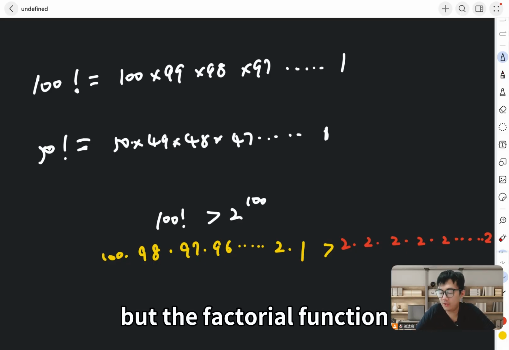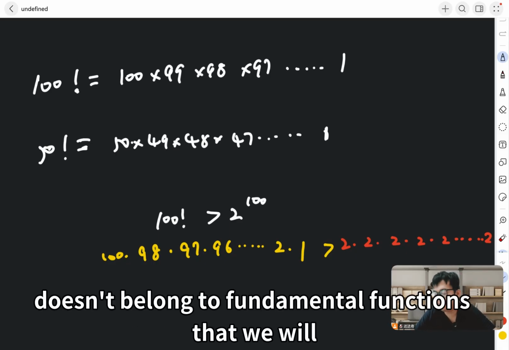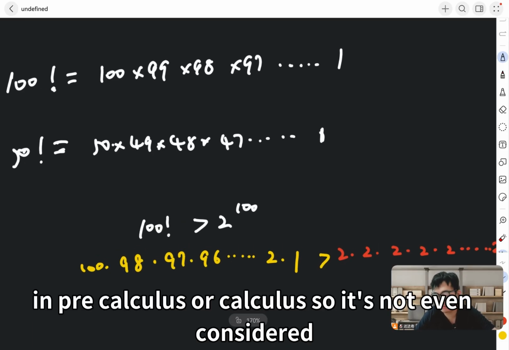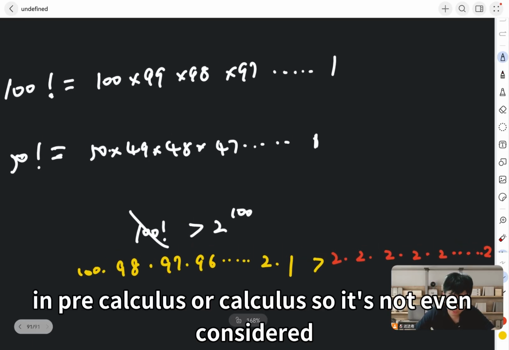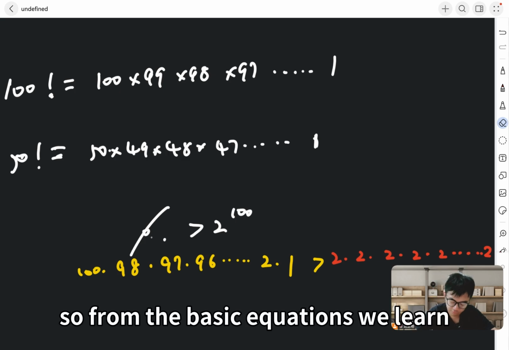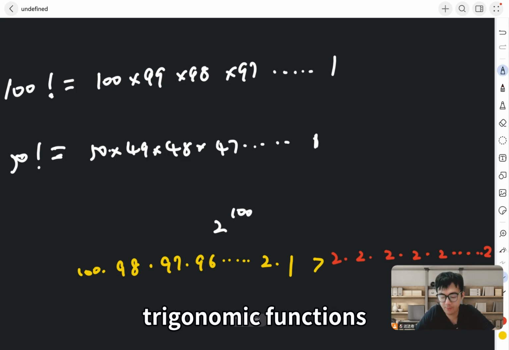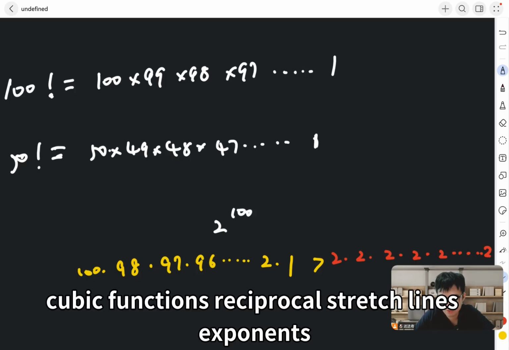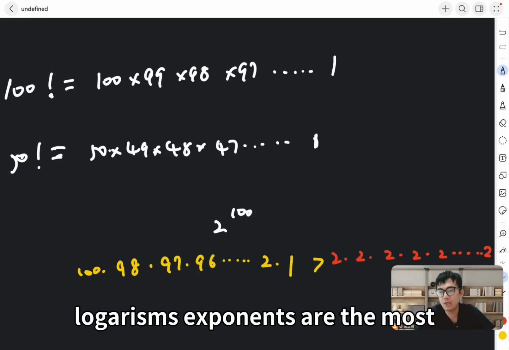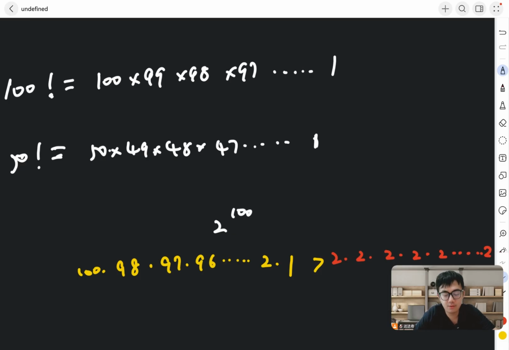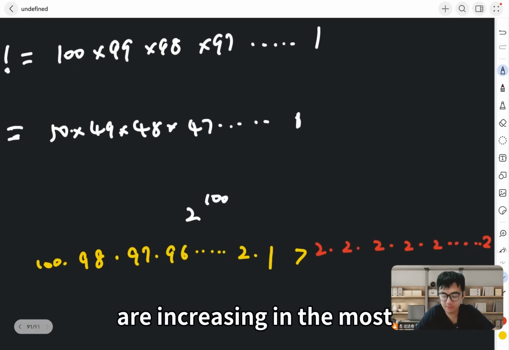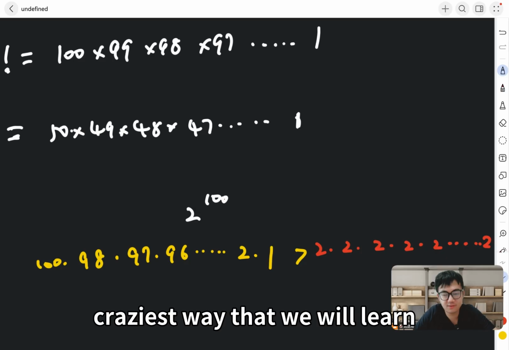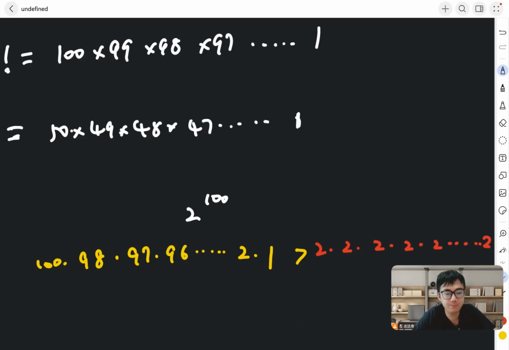But the factorial function doesn't belong to the fundamental functions that we will deeply learn in pre-calculus or calculus, so it's not even considered. So from the basic functions we learn, trigonometric functions, parabolas, cubic functions, reciprocals, straight lines, exponents, logarithms, exponents are increasing in the craziest way that we will learn.